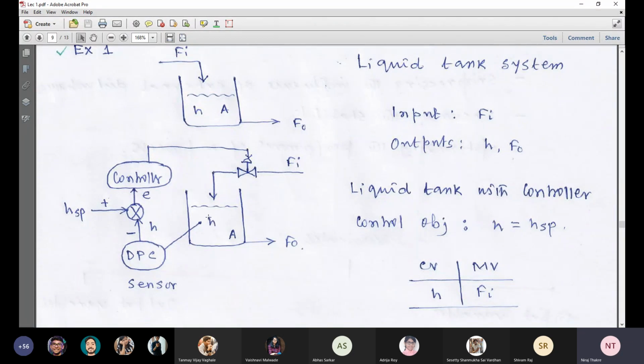Like height we want to maintain. Now this height we can change. I mean, we can increase or decrease it by changing Fi. So Fi and H are directly correlated. And in that way, we can fix Fi as the manipulated variable. Fine. So theoretically, it is somewhat like this. Control variable and manipulated variable are selected such that they have direct and fast effect.